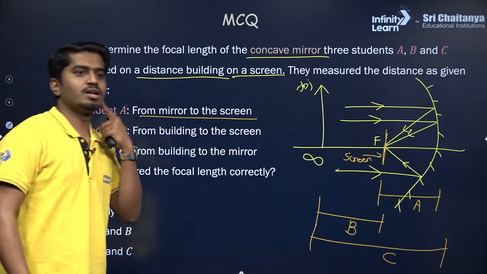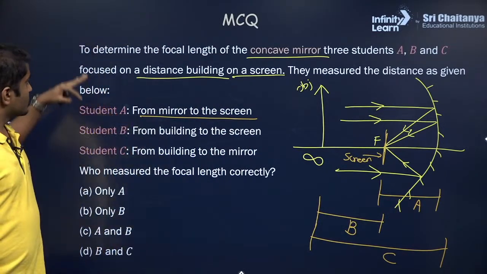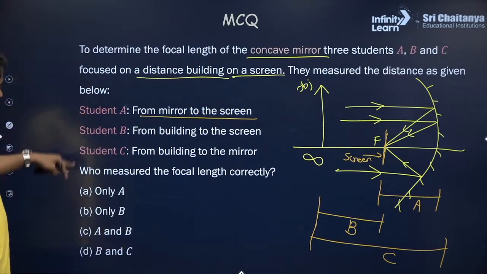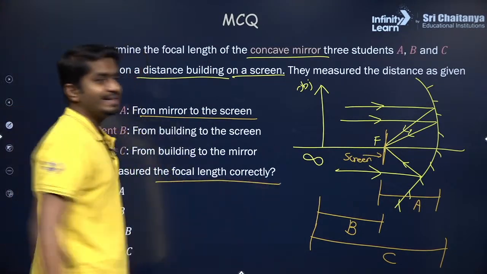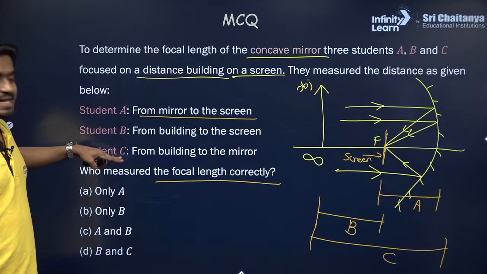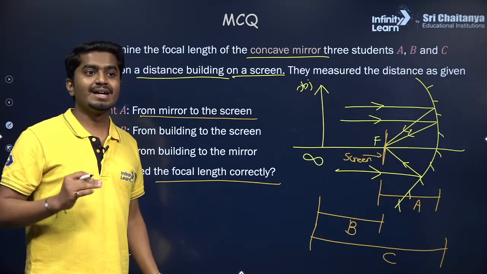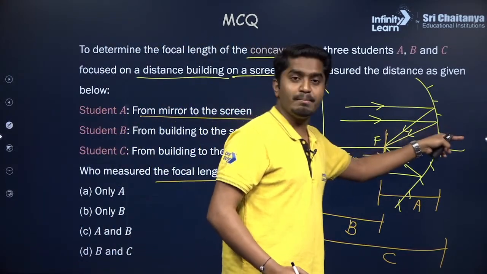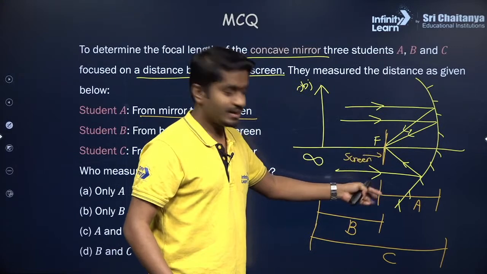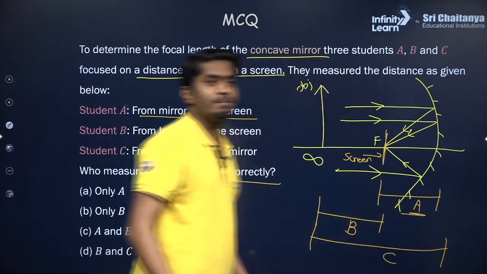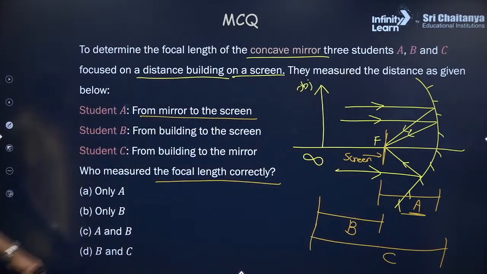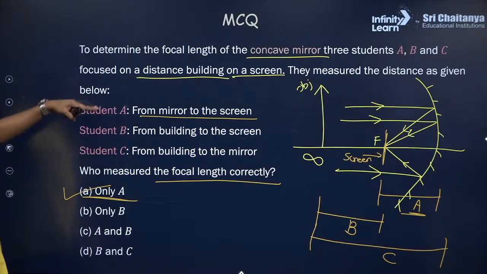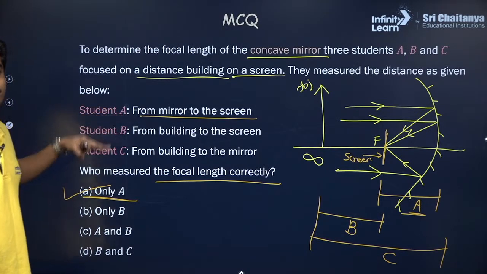Okay. So now what is the question? They measure the distances as given below. And what is the question? Who measured the focal length correctly? So out of these 3, who measured the focal length correctly? What is focal length? It is the distance from the focus to the mirror, correct? This is our screen, so it is this distance measured by A. So which one is correct? Only A. The distance measured by student A is the correct measure of the focal length.